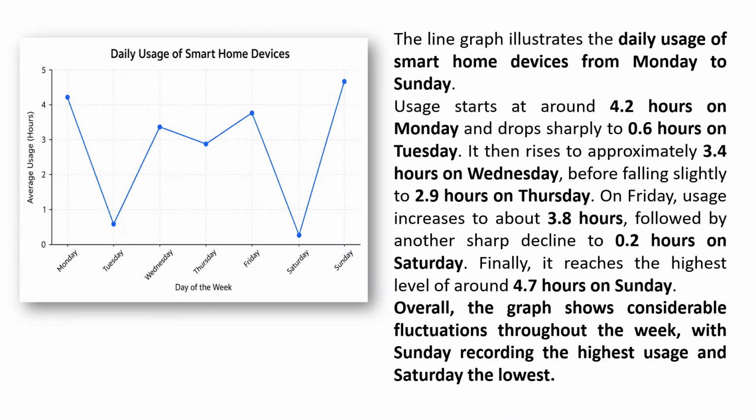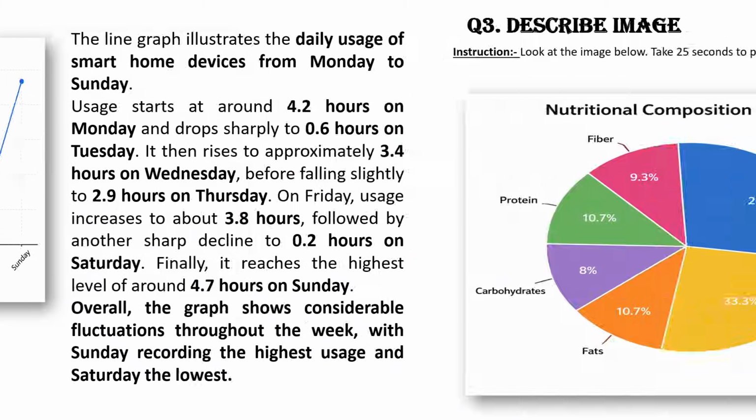On Friday, usage increases to about 3.8 hours, followed by another sharp decline to 0.2 hours on Saturday. Finally, it reaches the highest level of around 4.7 hours on Sunday. Overall, the graph shows considerable fluctuations throughout the week, with Sunday recording the highest usage and Saturday the lowest.